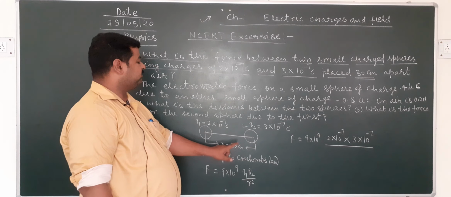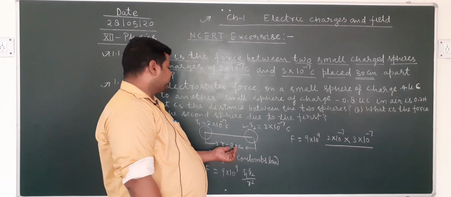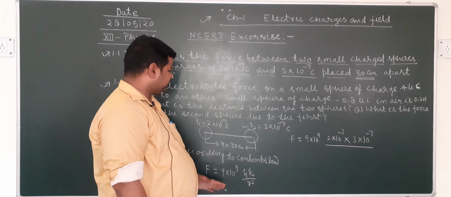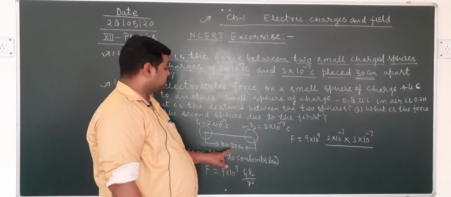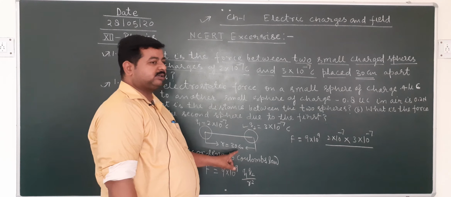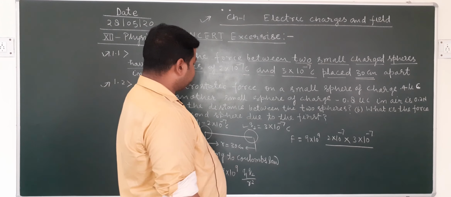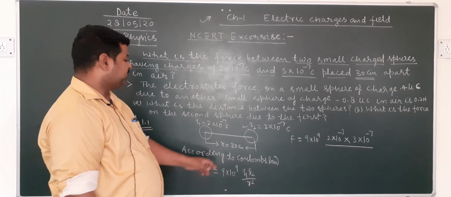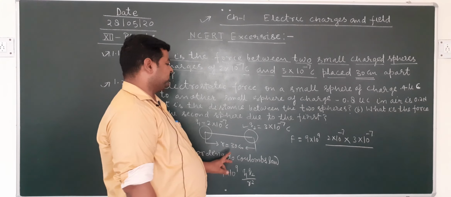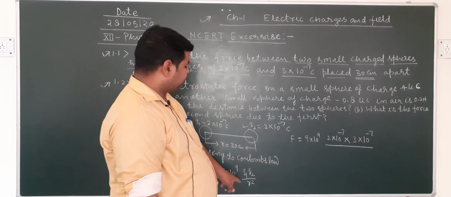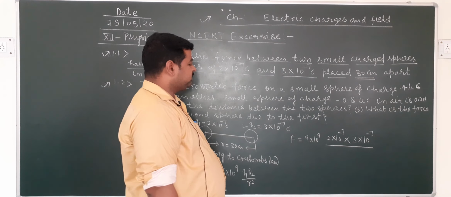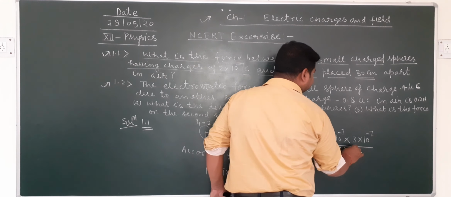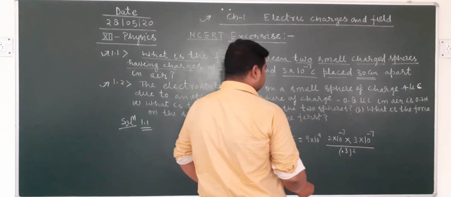So first of all we calculate the distance in meter, because the answer is given in the MKS system. So we calculate the value of the distance between the two spheres in meter. What will be the value of distance in meter? 30 divided by 100, then it becomes 0.3 meter. So we place r is equal to 0.3 meter in the formula. So here we write 0.3 squared.